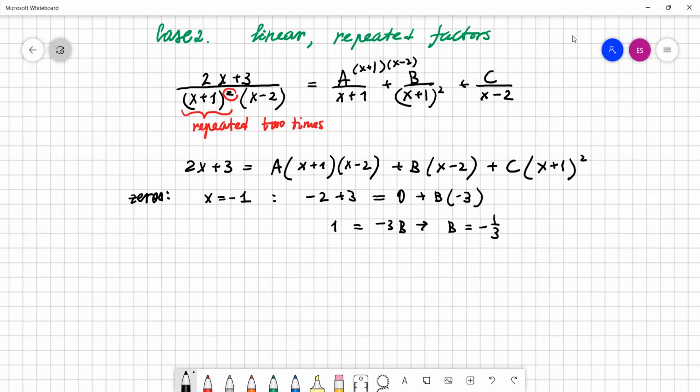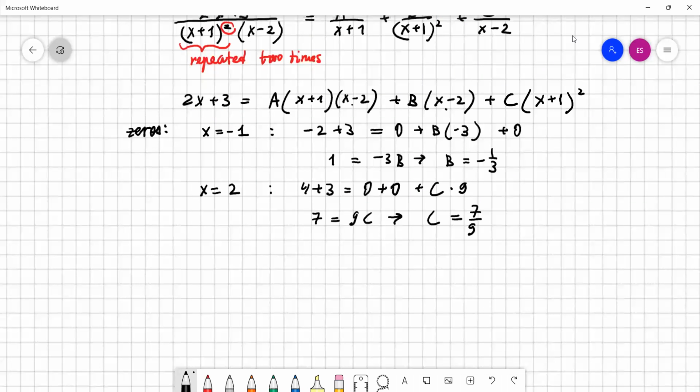Now I'm going to repeat the process with x equals 2, because that's another 0. 2 times 2 is going to be 4, 4 plus 3 on this side, and 2 here and here are going to give me zeros. Only the one which is not going to give me 0 is over here, right? Let's see, 2 plus 1 is 3, 3 squared is 9. And 4 plus 3 is what? 7. And on this side, I have 9c, from where c is 7 over 9.